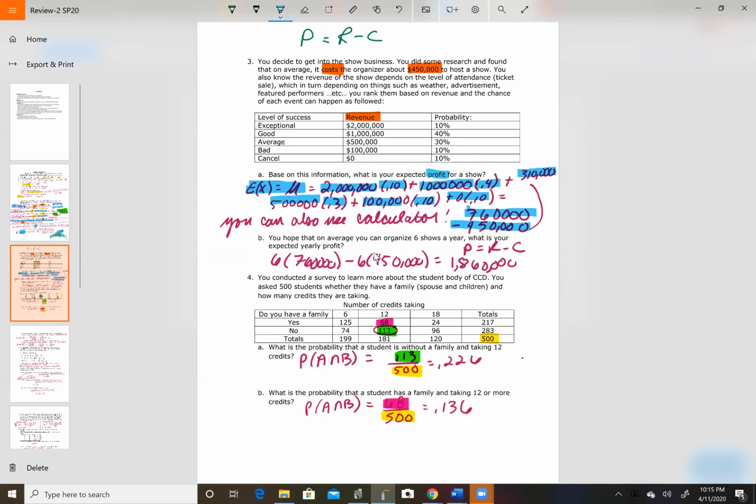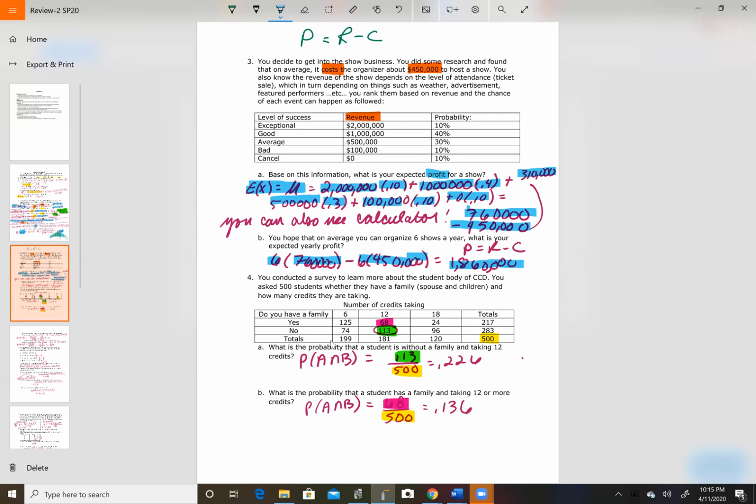Question B is real simple. You can either multiply your expected profit by 6, or what I just did is I multiplied 6 times the expected value from one show minus 6 times the cost for one show. Either way you do it, you will get an average income of, or an expected income of, $1,860,000 a year.